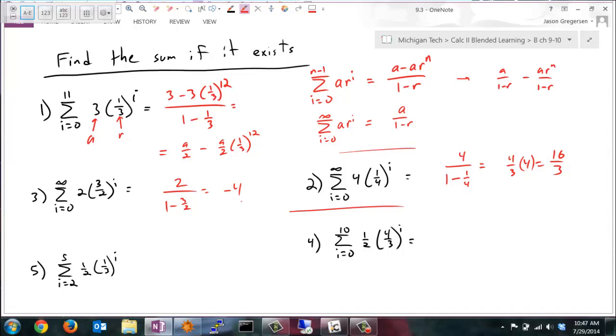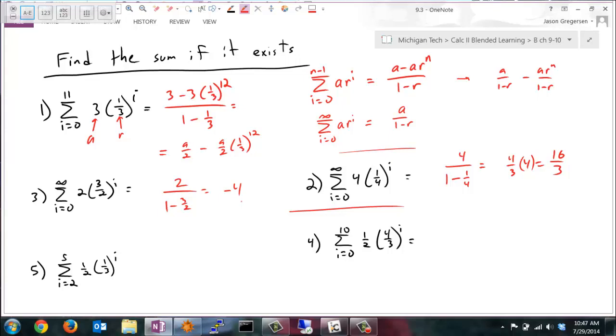Yes? Can you only use that version of the formula if the absolute value of r is less than 1? Absolutely. This one I cannot use that formula. 3/2 is bigger than 1. My formula doesn't apply. This thing diverges. Look at some of the terms, right? We'd have 2 plus 2 times 3/2. That's something bigger than 2. My terms are getting bigger and bigger.